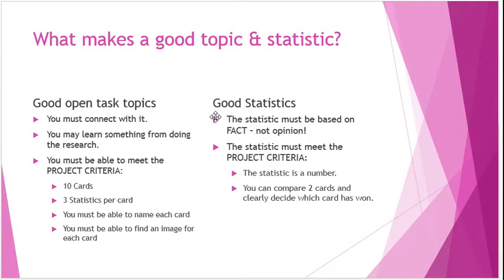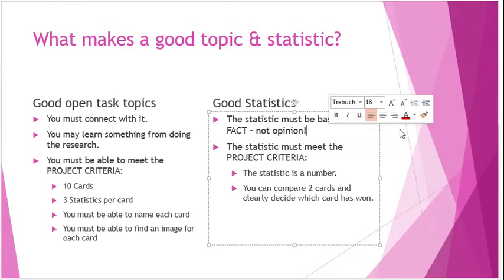Alright, so I've said that you can choose any topic you like, but you must be able to meet the project criteria, and that means you must be able to find data for 10 cards. You must be able to find 3 statistics for each card. You must be able to name each card, and you must be able to find an image or picture for each card. Right, so that brings us now onto the topic of statistics, which I've already mentioned, but I'm going to go over it again because it's very important. It's very important you get these right.